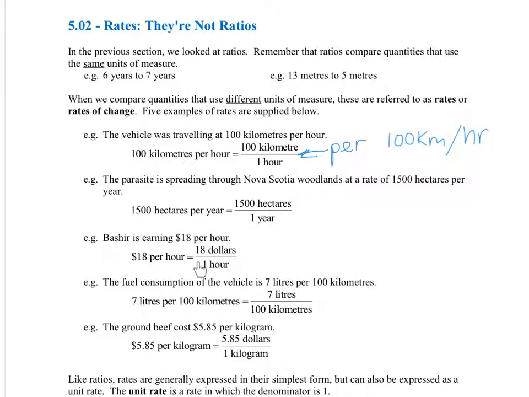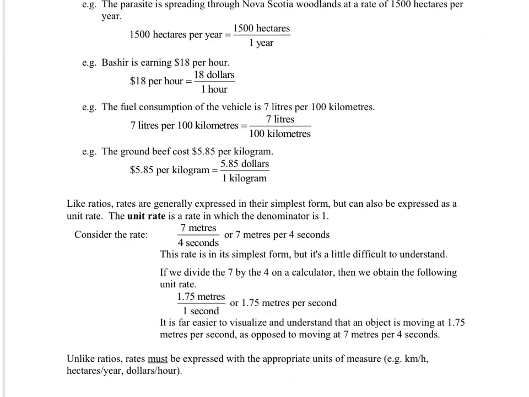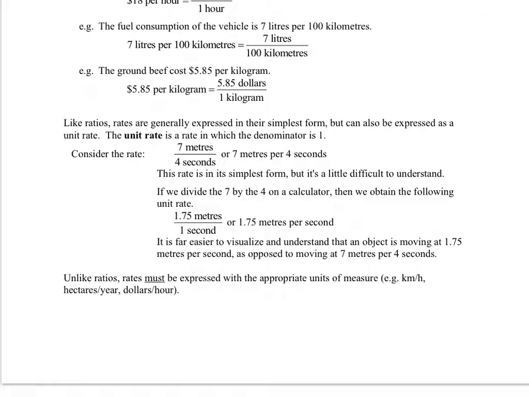But generally, what we try and do is get the second unit down to 1, okay? And we'll show you how to do that. So again, dollars per kilogram, dollars, and then this line means per, okay? So like ratios, rates are usually expressed in their simplest form, like what we talked about, but you could get something that says 7 meters per 4 seconds, right? So that line right there represents the word per, okay?